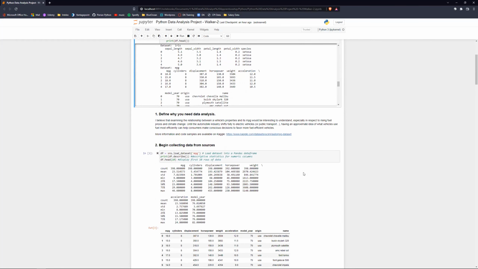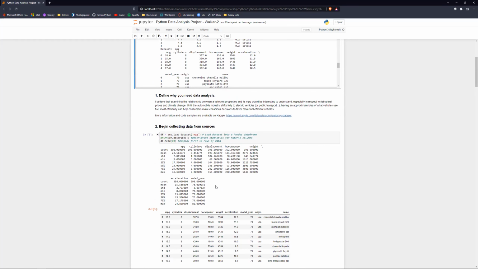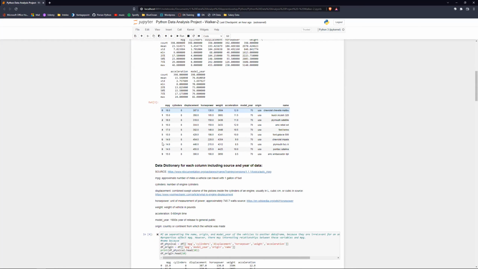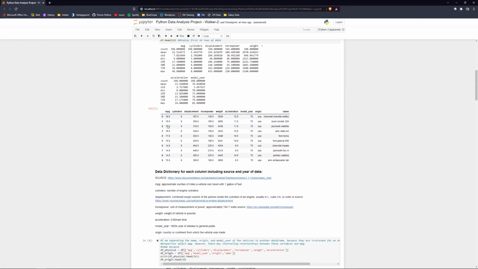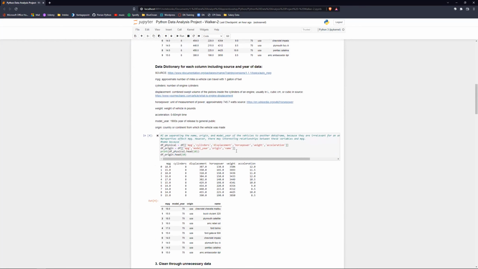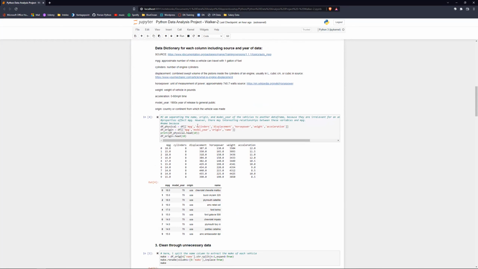I started out with looking at what data I had, or what the columns were. And from looking at this, I decided to separate between what I thought was discrete and what was categorical. So here I have DF physical and then DF origin, which was just the model year, the region, and then the name of the car.